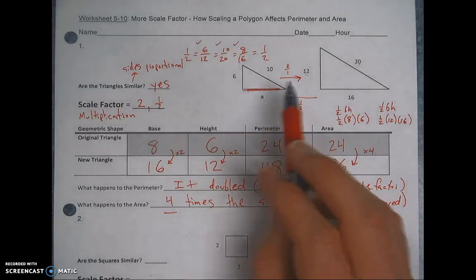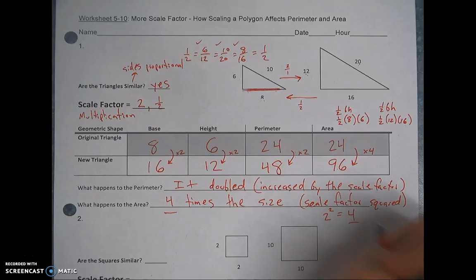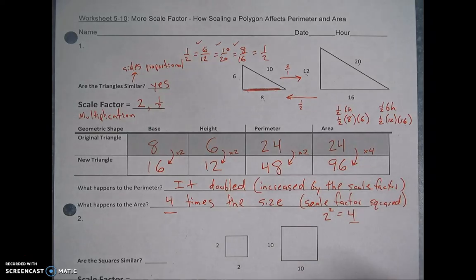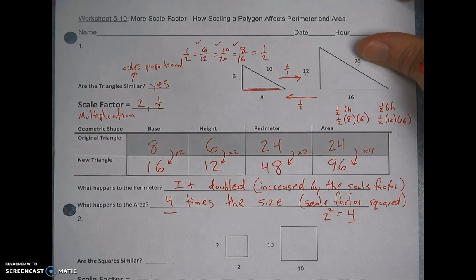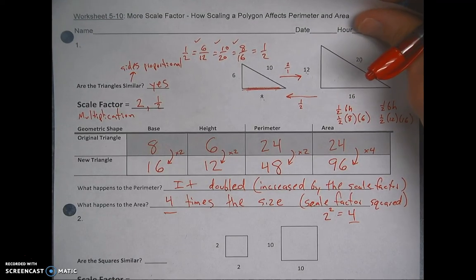So if all of the sides are doubled, the area is going to increase by 4 times. Not by 2 times, by 4 times. And that's always going to be true. Whatever the scale factor is, if you square it, that's what the area is going to increase by.